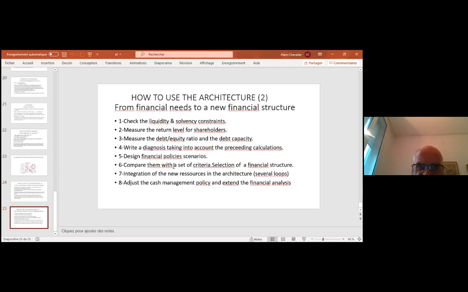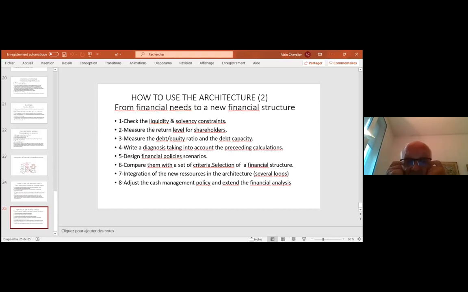My last line here is about complementary elements. Check the liquidity and solvency constraints. That's what we have done with financial analysis. Second, measure the return level for shareholders. Measure also the debt equity ratio and the debt capacity. Write the diagnosis taking into account the preceding calculations, but in fact, you already did that.